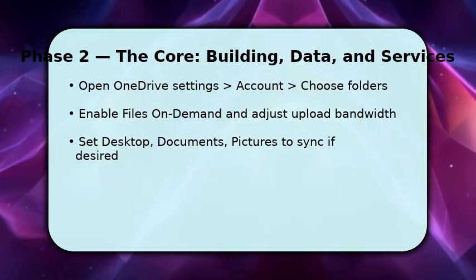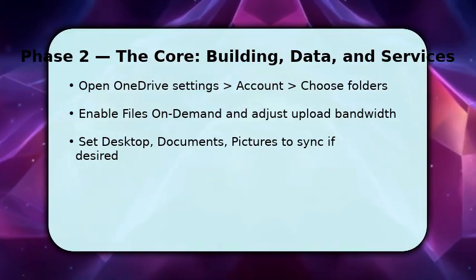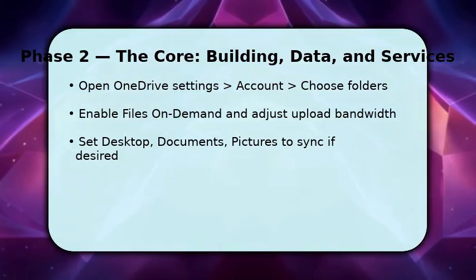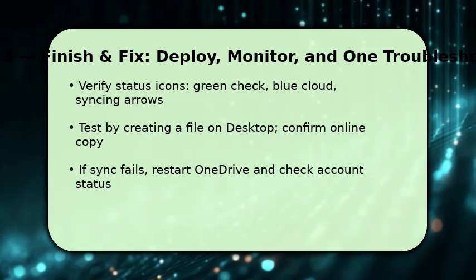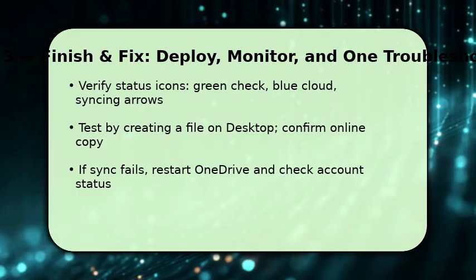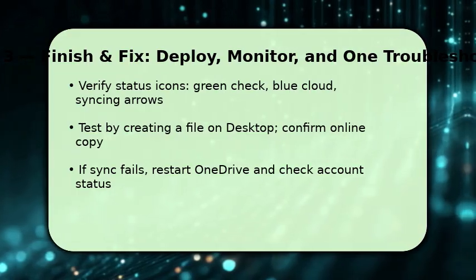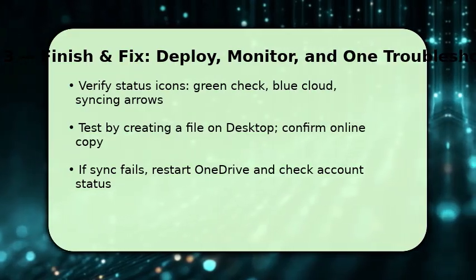Make sure to confirm the folder paths are the ones you want, then apply and let initial sync start. To finish, verify sync status icons on files. A green check means local and cloud, a blue cloud means online only, and rotating arrows means syncing.